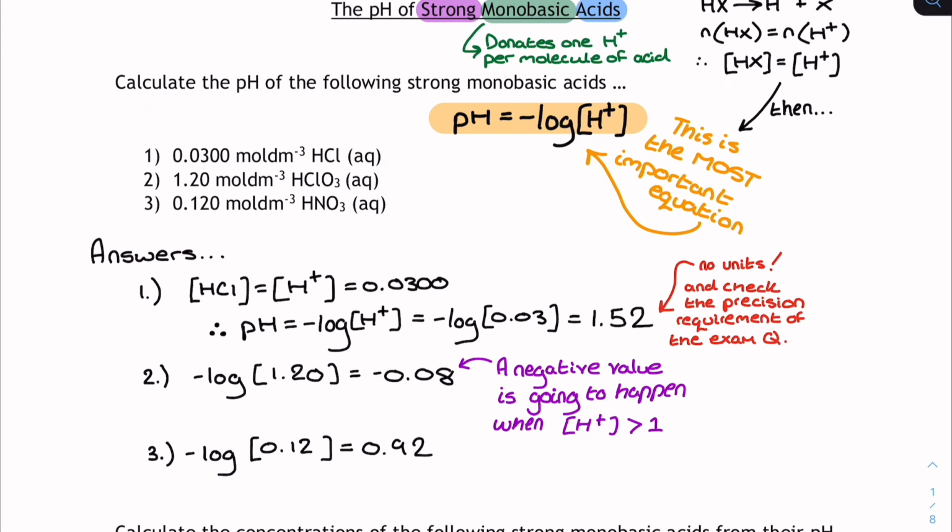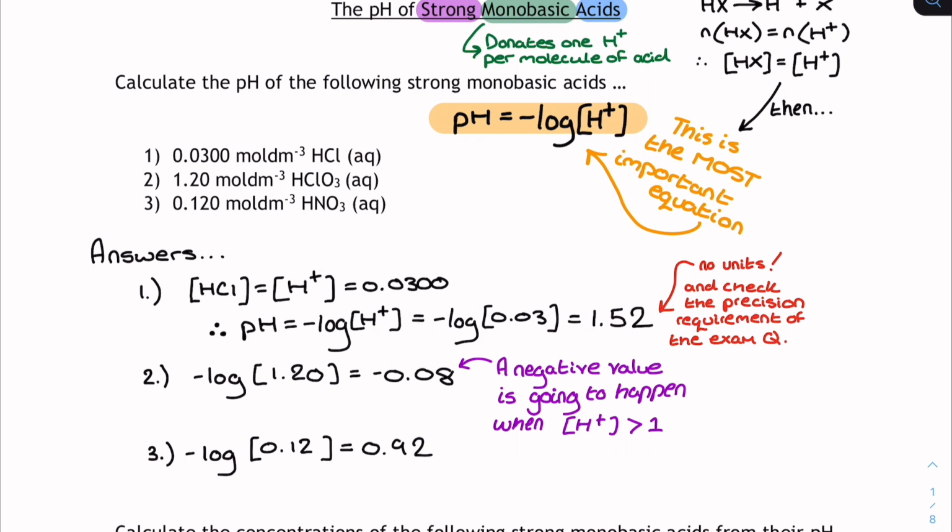If it says give it to the appropriate precision, then use the pre-existing lowest number of significant figures that have been used for other data in the exam question. So if you've got 3 numbers in an exam question which are to 2 significant figures, and you've got 1 number in the exam question that's to 3 significant figures, you're still going to give your answer to 2 significant figures because that's the lowest number of significant figures in the question.